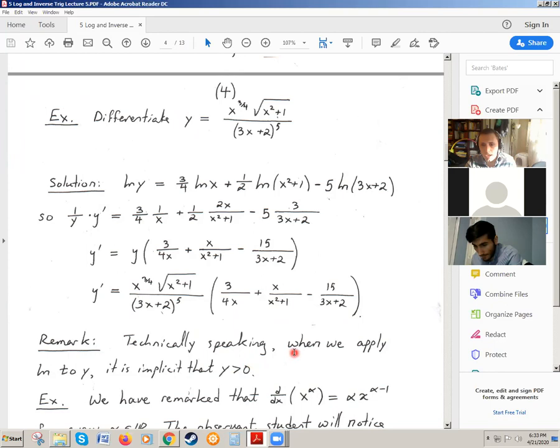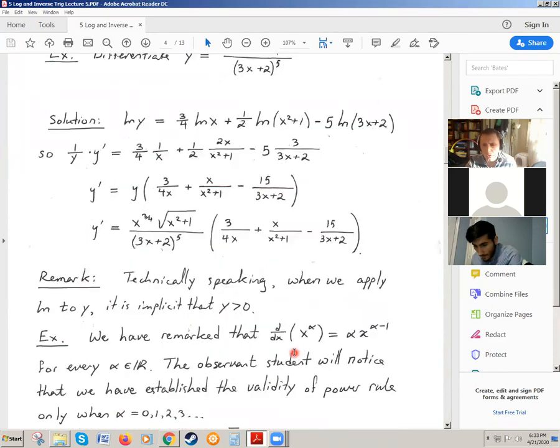Okay. Another thing that I can show you using logarithmic differentiation. I'm not sure if you would appreciate what I would say, but I will try nonetheless. You see, we had this issue of taking the derivative of x to the power of alpha, where alpha is a real number. And you know that the power rule is to drop the alpha and then write alpha minus 1 as the power of x.